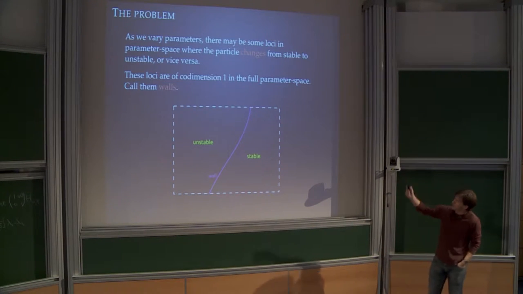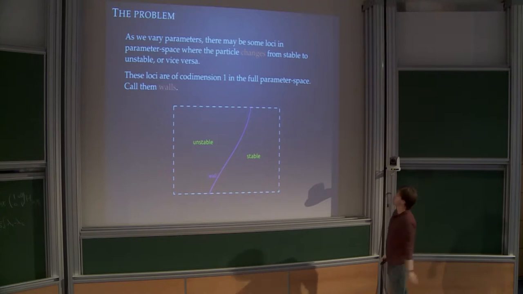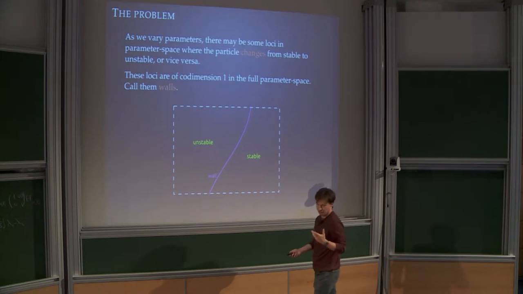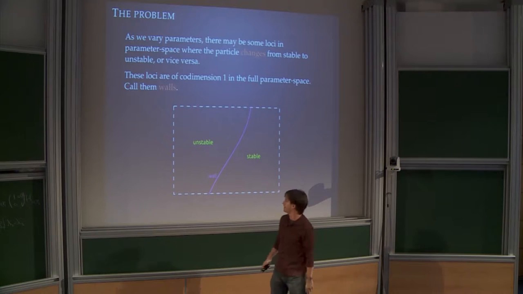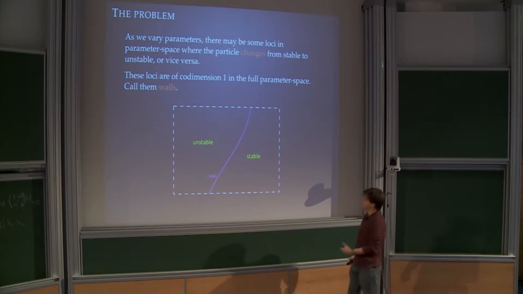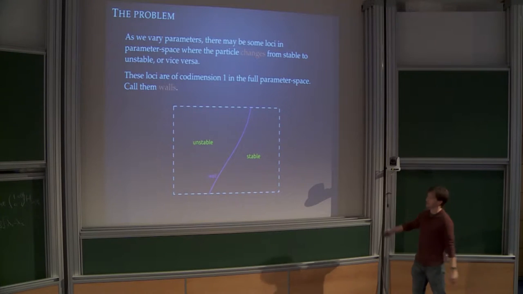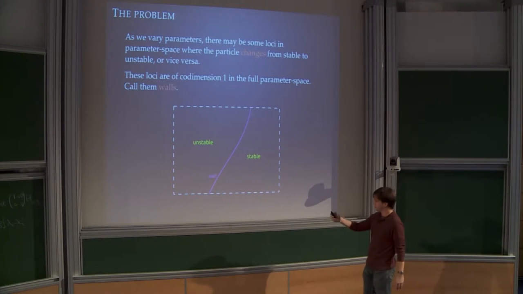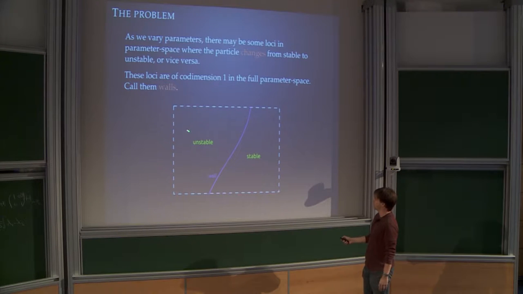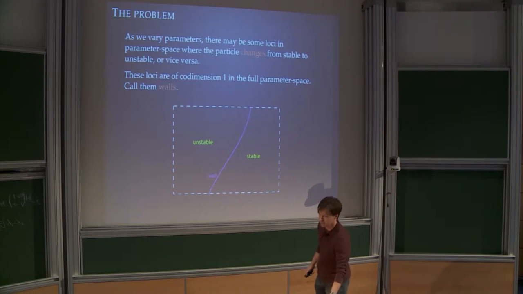So as you vary the parameters, there might be some locus in the parameter space where the particle changes from being stable to unstable, or the other way. Those loci are of real codimension 1 in the whole parameter space, so let me call them the walls. On one side of the wall, the thing is stable.